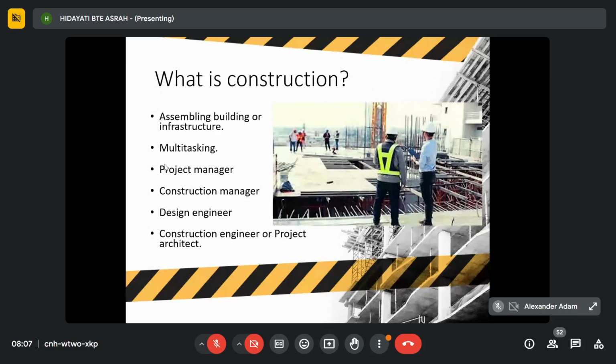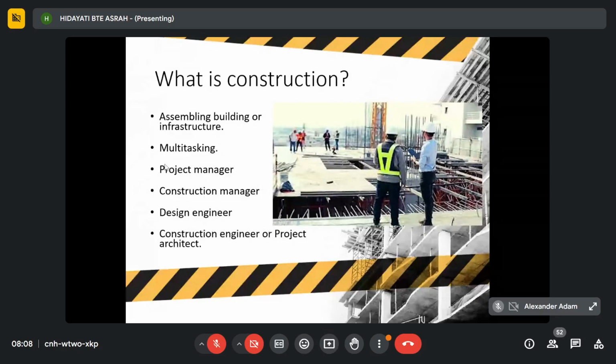So what is construction actually? Construction is a process that consists of assembling a building or infrastructure. So that is construction. It is a process. But construction is not just about assembling a building. It is also about planning and designing, so you put everything together. Imagine it like a big team working together to create something amazing, which is a building or infrastructure.